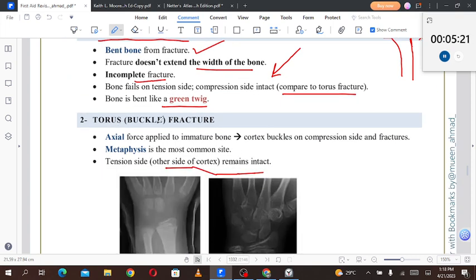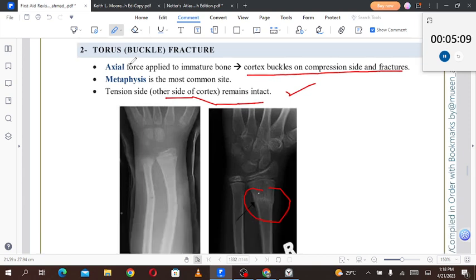Now if we talk about the torus fracture, it is opposite to that. The tension side is intact, but the cortex buckles on the compression side and fractures. So what happens over here? It is also about immature bones. Let's suppose this is a bone that is being bent like this. The cortex of the bone buckles inward and causes a fracture on the compressed side, while this side is intact.